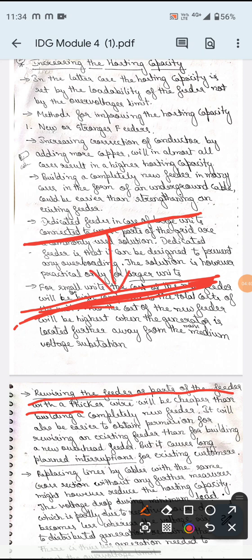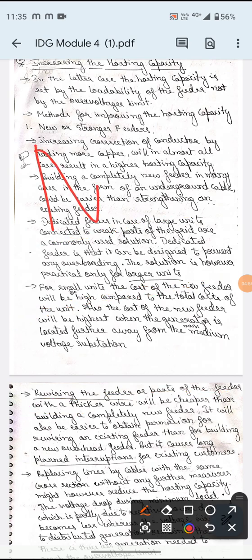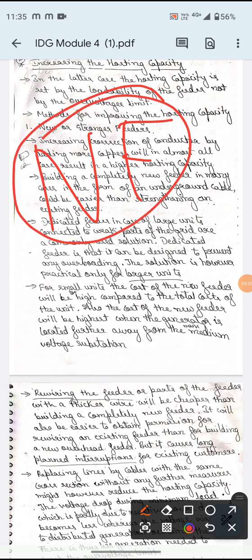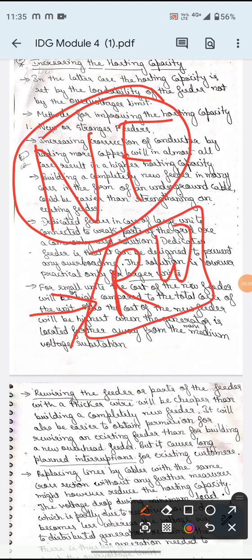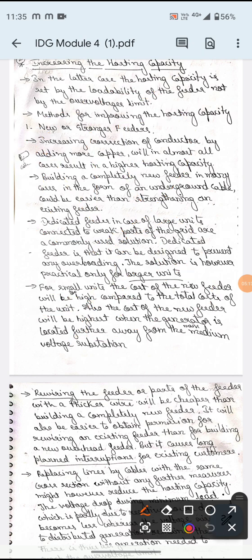So thinner to thicker. Rewiring the feeder or parts of the feeder with a thicker wire will be cheaper than building a completely new feeder. It will also be easier to obtain permission for rewiring an existing one. If you want to build a new feeder, then we need a lot of permissions for this, right? So better to go with the rewiring. For that, fewer permissions are required, and we can do it at a lower cost. But the disadvantage is that it causes long planned interruptions for existing customers if we do the rewiring.